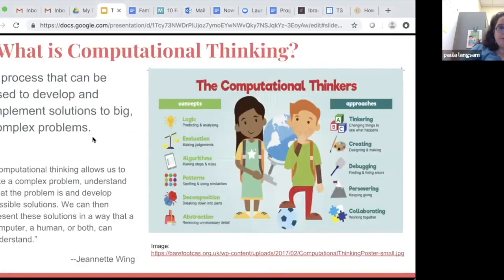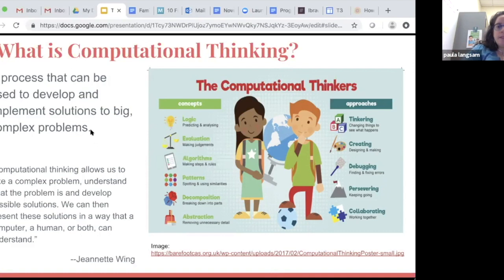Okay, so just a brief overview. I know a lot of you already know this information, but what is computational thinking? There are a lot of different definitions and a lot of different components based upon what organization you refer to and what organization you are a part of. So after much debate, libraries themselves, or at least according to ALA and Ready to Code people, we're going to stick with the Jeannette Wing quote and definition that computational thinking allows us to take a complex problem, understand what the problem is, and develop possible solutions. And these are solutions that either a computer or a human or both can understand.